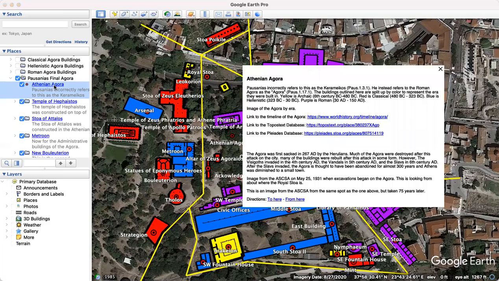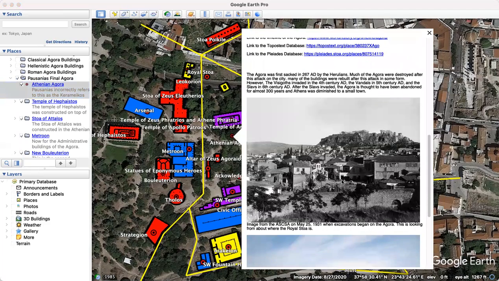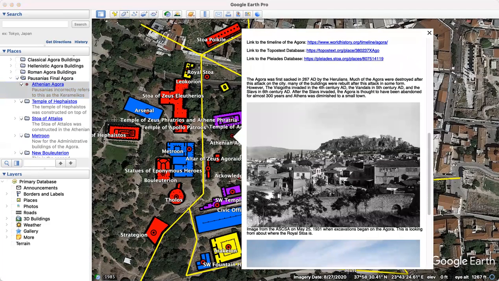But eventually this became too much for the Agora. It was first sacked in 267 AD by the Herulians. Many of these buildings, when you go and read the descriptions I've provided on them, will mention that they were destroyed by the Herulians. Much of the Agora was at this time. However, much of it was rebuilt, maybe not in the same form, but a lot of the buildings were rebuilt after the Herulians sacked much of the Agora. But then the Visigoths invaded in the 4th century, the Vandals in the 5th, and the Slavs in the 6th. And after that, the Agora was abandoned for many hundreds of years.